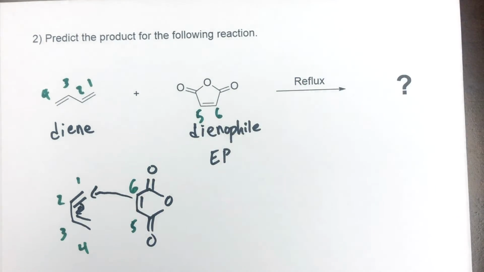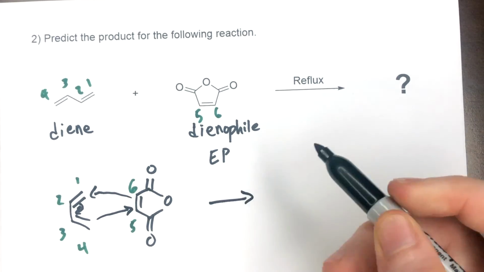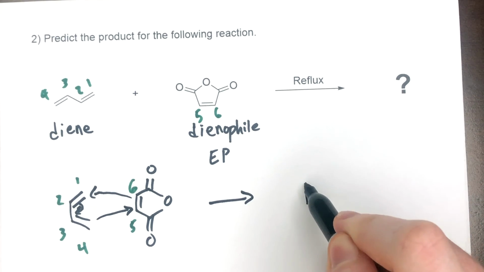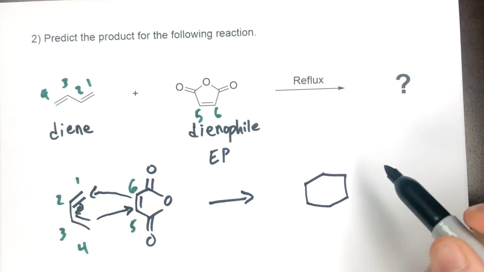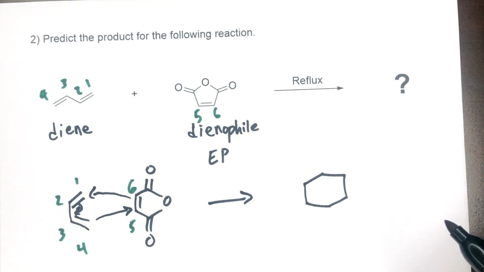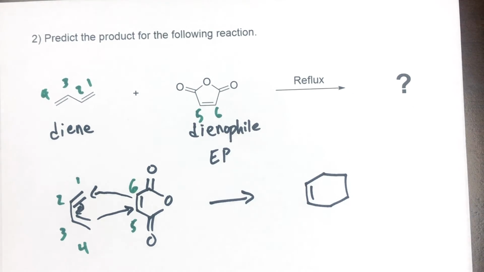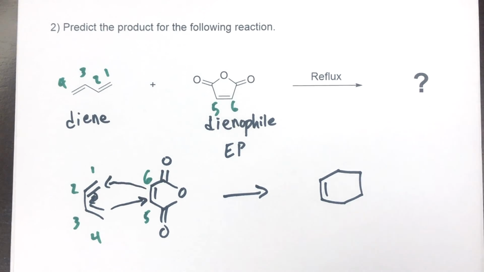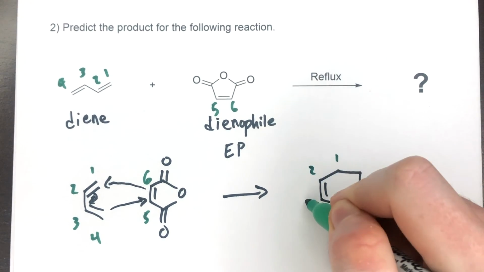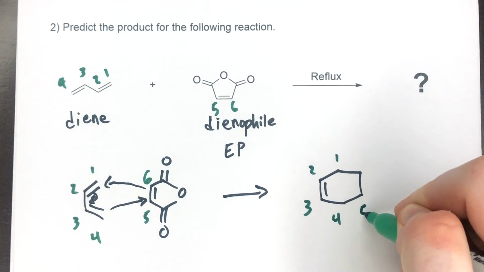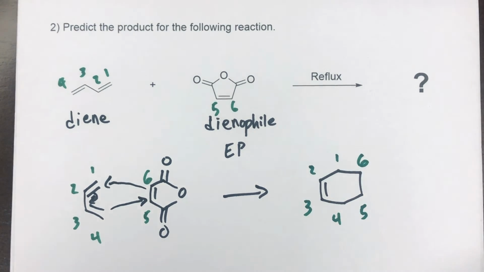So what this is showing is carbon 1 and 6 are forming a sigma bond, 2 and 3 there's a pi bond, and then between 4 and 5, another sigma bond. So we draw all of that. Here's our 1 and 6 bond, 4 and 5 bond, and then there's a pi bond between 2 and 3. All right, so carbon 1, 2, 3, and 4, and this is 5 and 6 from the dienophile.